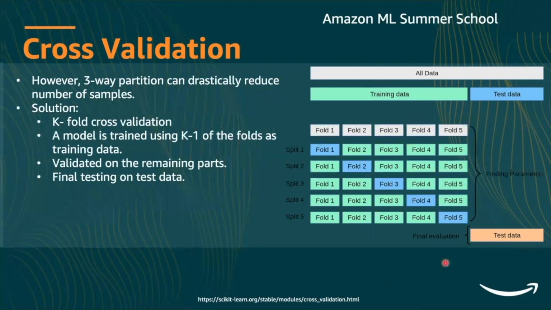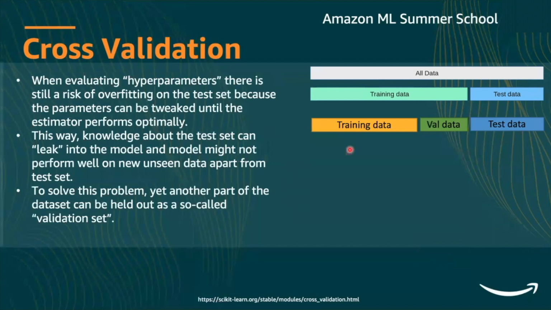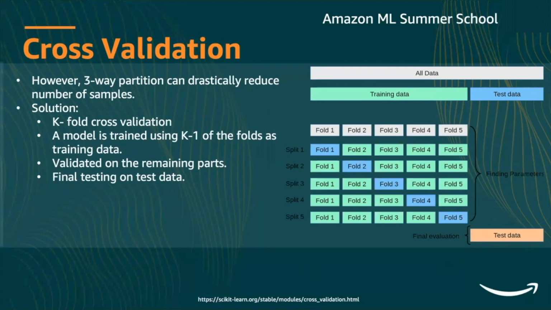Now, a test set is still held out for the final evaluation, right? The issue with this kind of approach is that since you are dividing into three parts, the number of training samples would reduce drastically, right? And hence, when you perform the hyperparameter tuning on this validation data and perform on test data, the performance might not be as good, right? So what you do in this case is you do a k-fold cross validation.